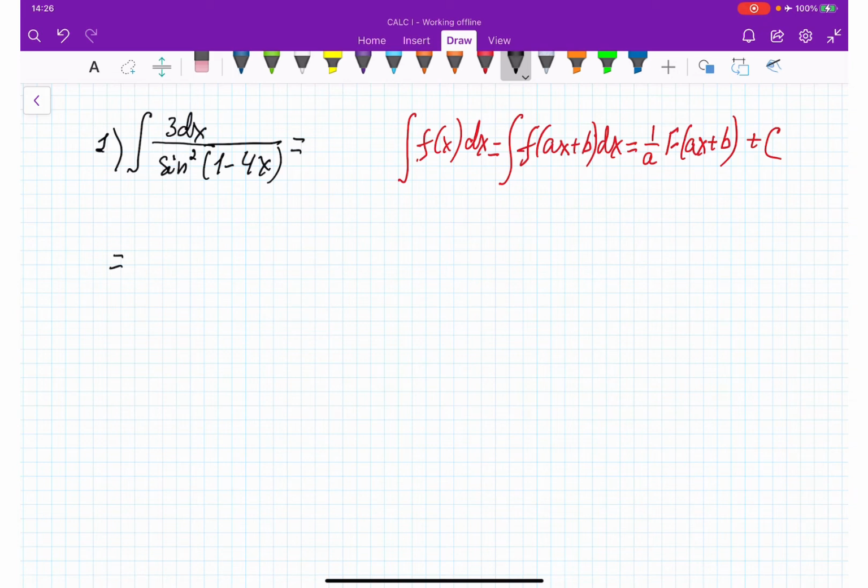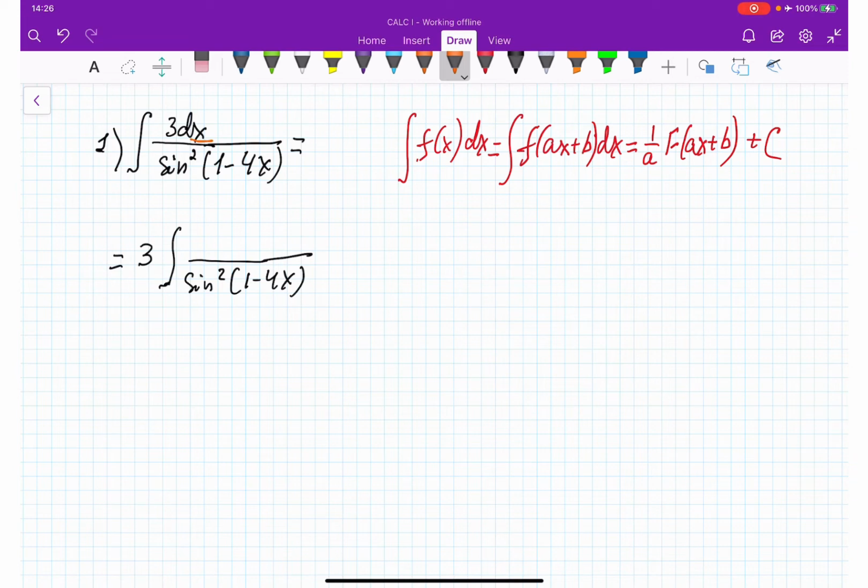So what's going to happen? This 3 comes out, right? The integral, we have here sine squared of (1 minus 4x), and on the top we have dx. To be able to integrate, either the sine squared has to have x, or dx has to be the derivative of what is under it, which is 1 minus 4x.